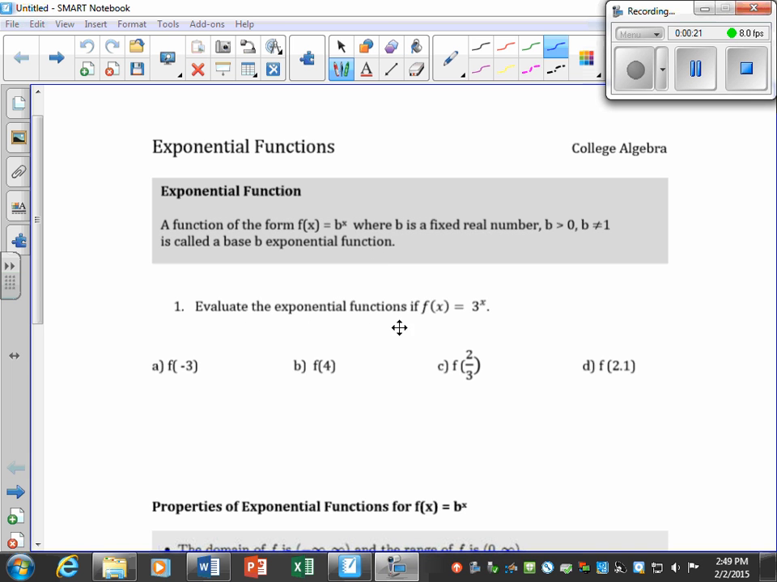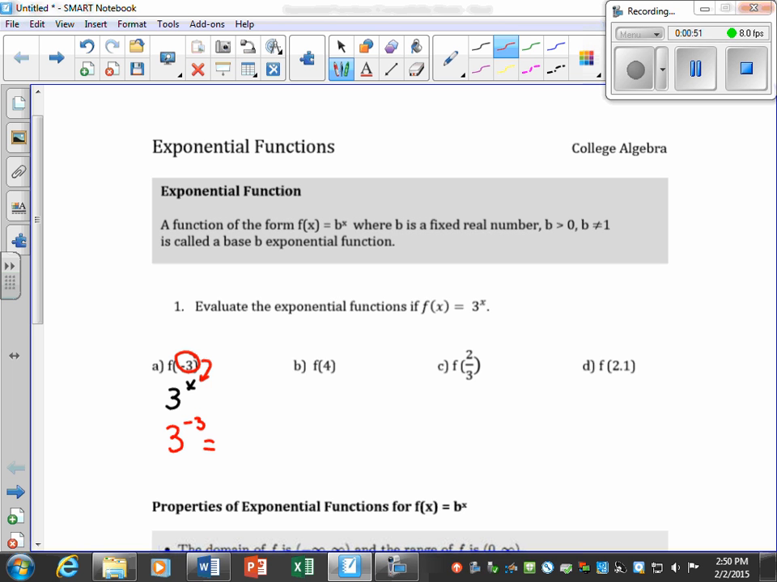Evaluate the exponential functions if our function is 3 to the x power. When it tells me to evaluate function notation f at -3, it means I'm going to write my function down, f of x is equal to 3 to the x power, but everywhere there's an x, I'm going to plug this in place of x. So it's going to be 3 to the -3 power.